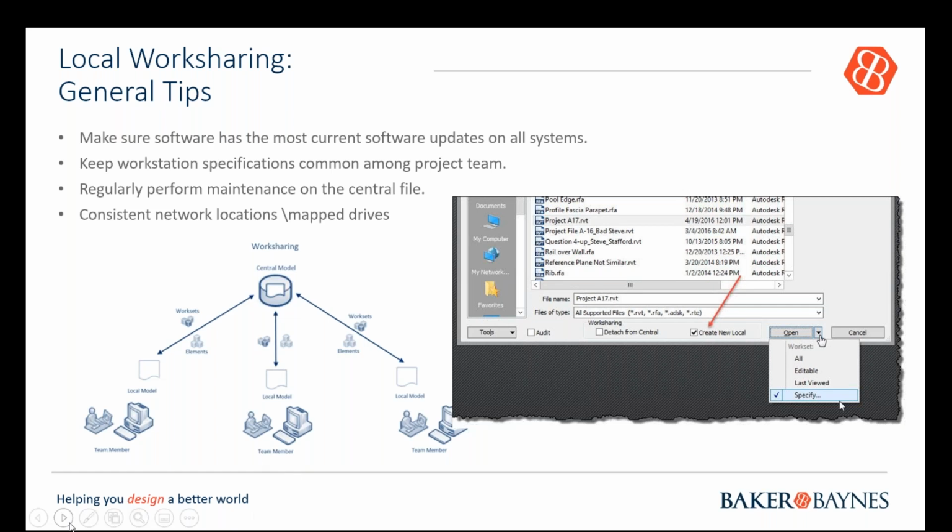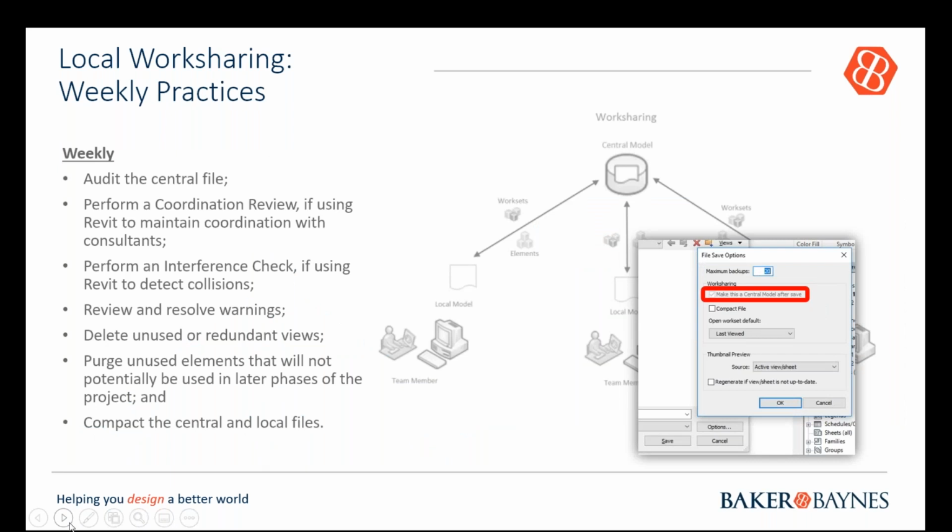Okay, let's move on. So weekly best practices: audit your central file. Maybe it's a Monday morning, you want to get into the habit of just auditing your model, even your local file as well. You want to perform a coordination review, as we spoke about earlier, just to review any elements that have maybe been monitored or that you copied over from other external team members or consultants. You want to also perform an interference check to see that you're modeling properly. There are no duplicate walls on top of each other or ceiling on top of a ceiling, or whatever it might be. You want to review and resolve warnings.